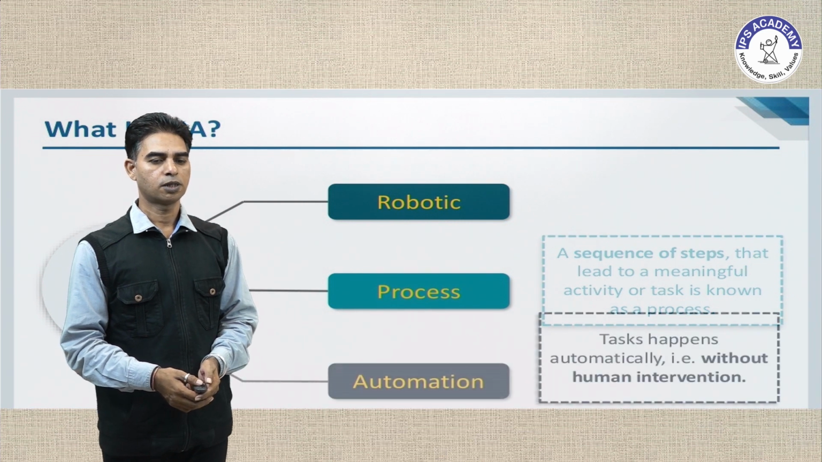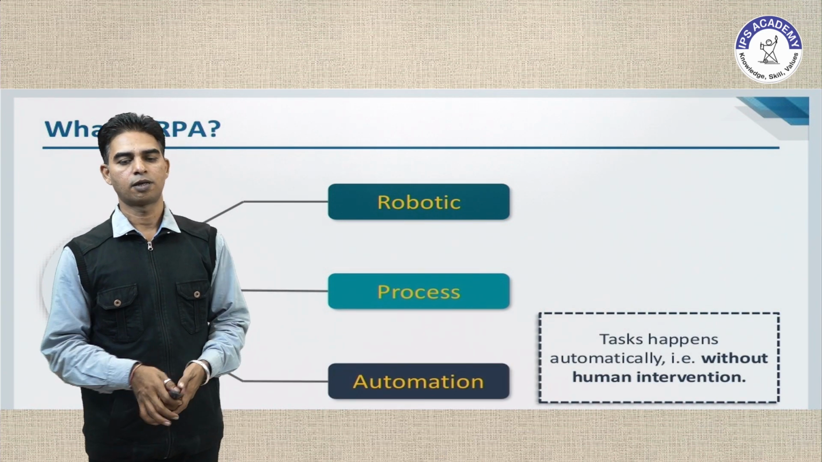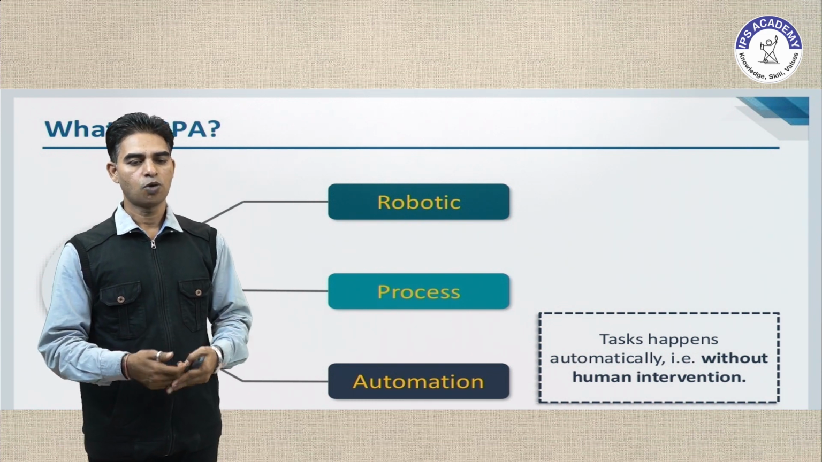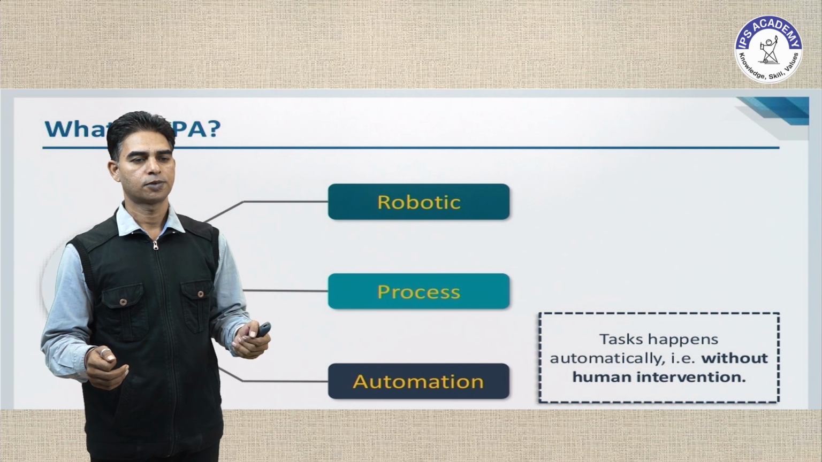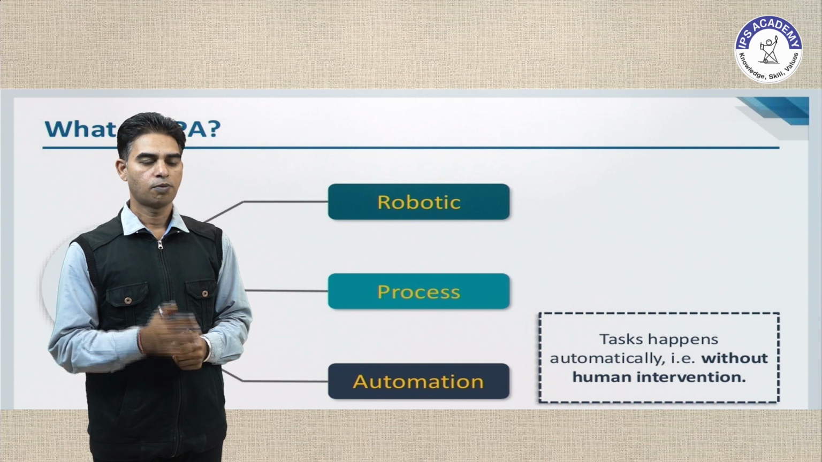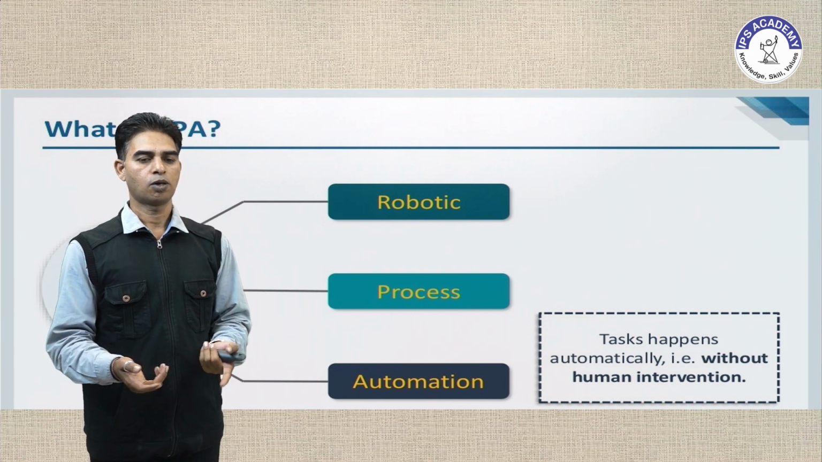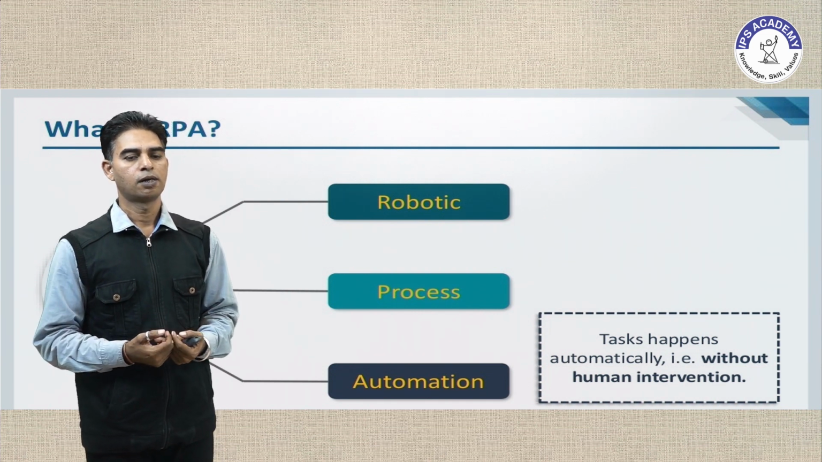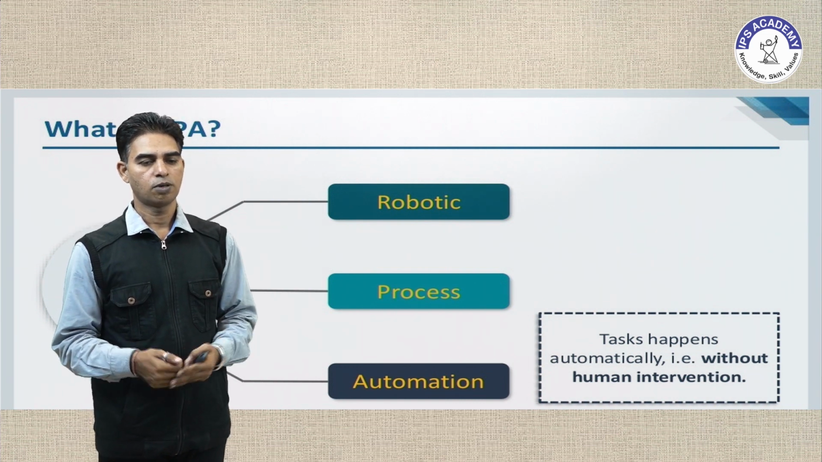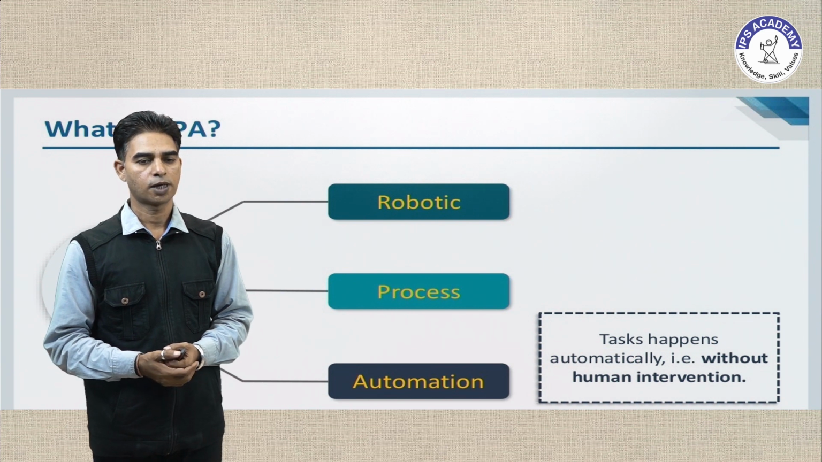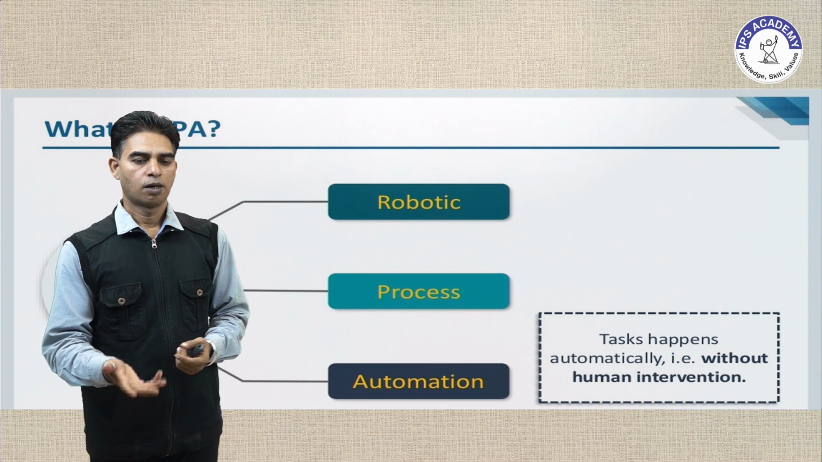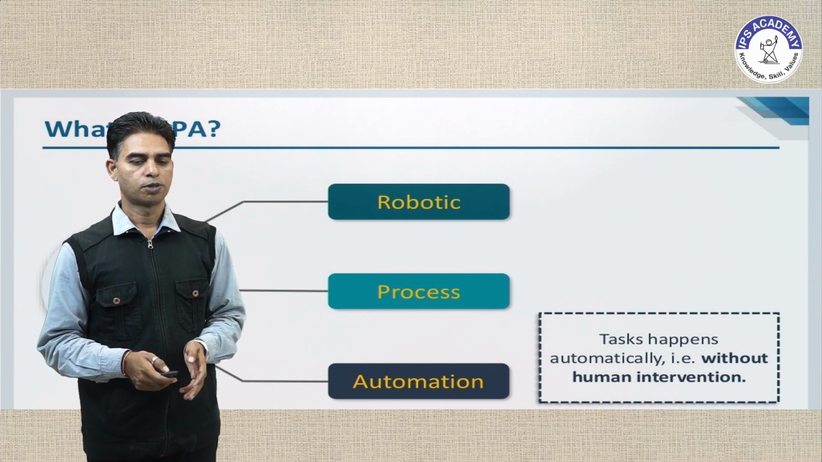And the last term is automation. It is a main term. When a task happens automatically without human interaction, it is called automation. It means the task is working, the website is working, whenever an OTP comes to your mobile, or the ATM machine is working, you just select the options and automatically, according to your option, the process will work. So these are automation systems.